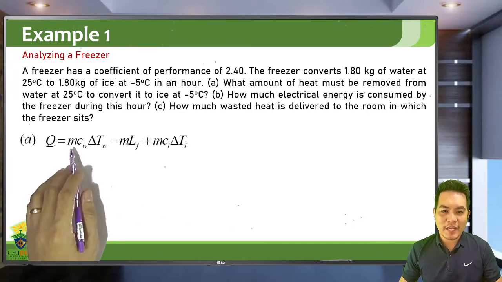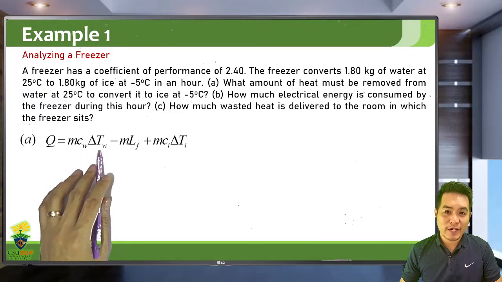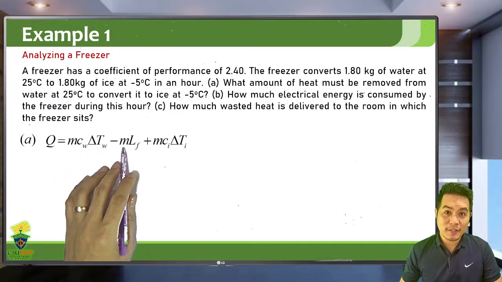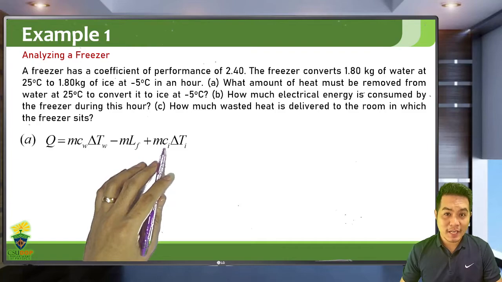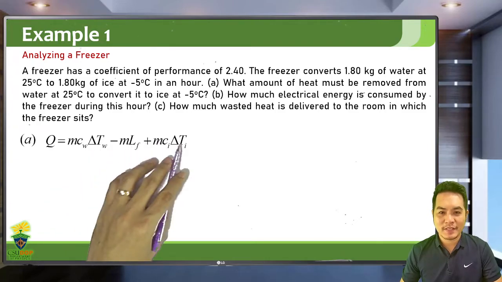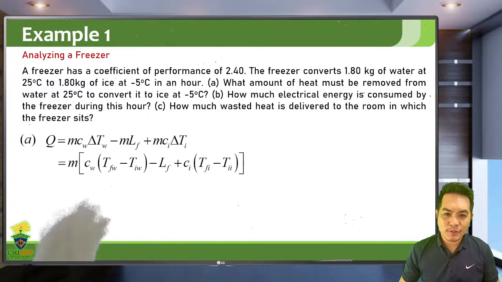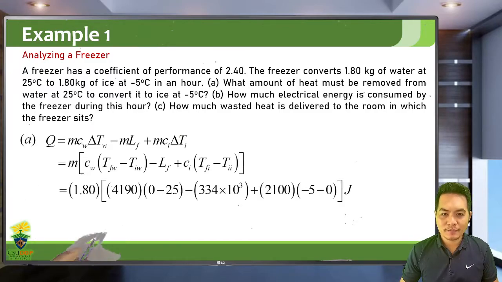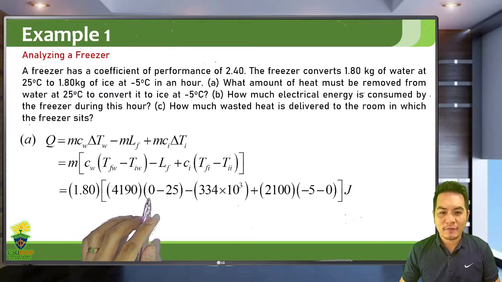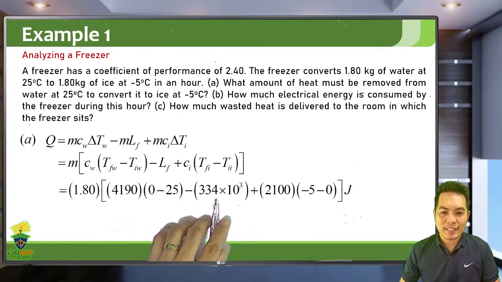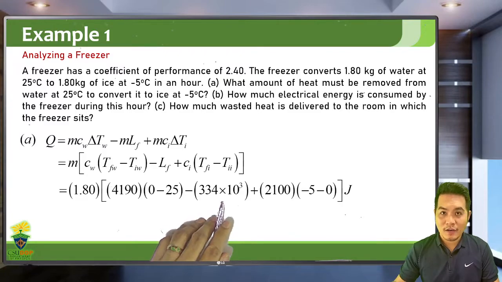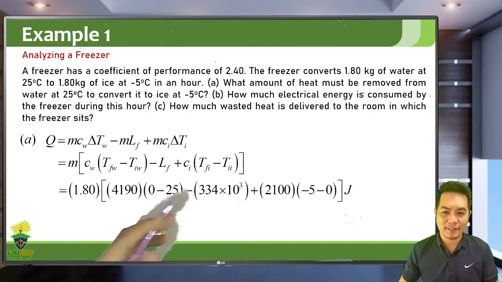So the total heat will be the temperature change of the water from 25 to 0 degrees, the phase change of water from liquid water to ice, and then the temperature change of ice from 0 degrees Celsius to negative 5 degrees Celsius. So you have 3 terms here. Substitute the values. You have 1.80 kilograms for the mass. This is the specific heat of water. Final temperature of water is 0 degrees Celsius. Initial is 25 degrees Celsius. And this is the latent heat of fusion for ice to water and water to ice transformations. In this case, it's negative because it releases heat.